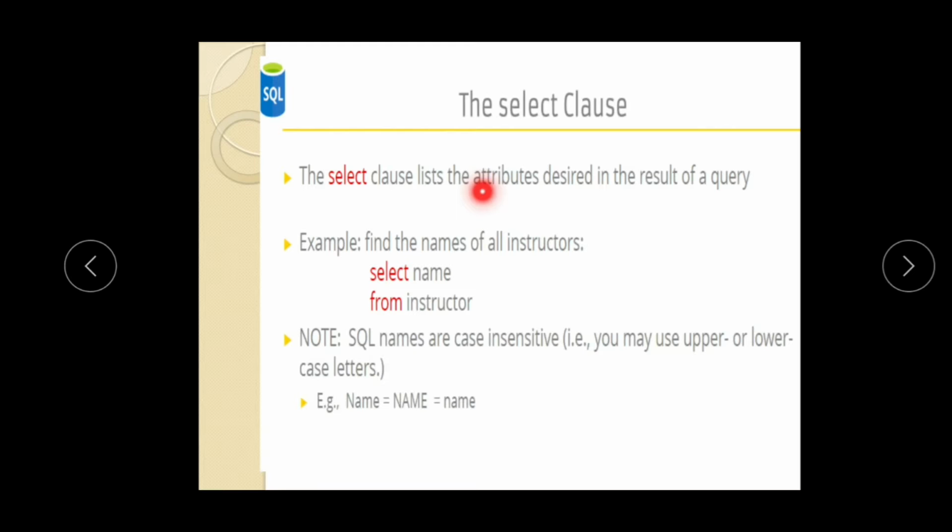Now let us see some examples. The select clause lists the attributes desired in the result of a query. Now let's see an example.